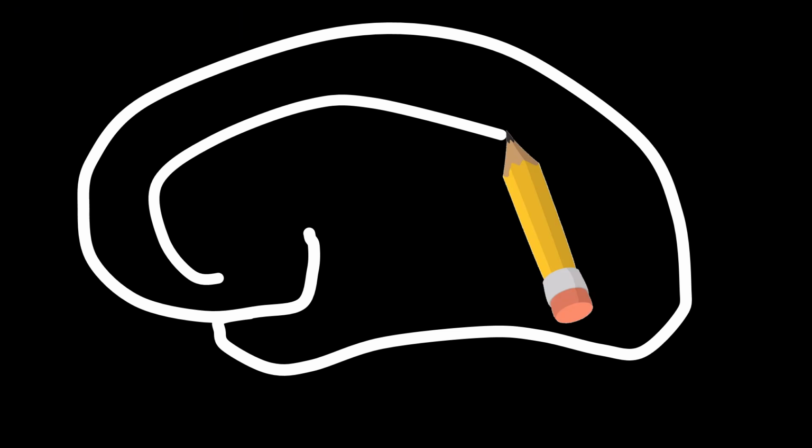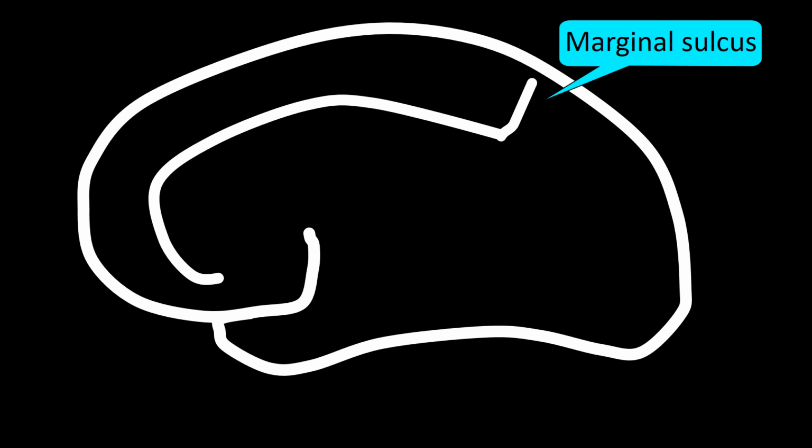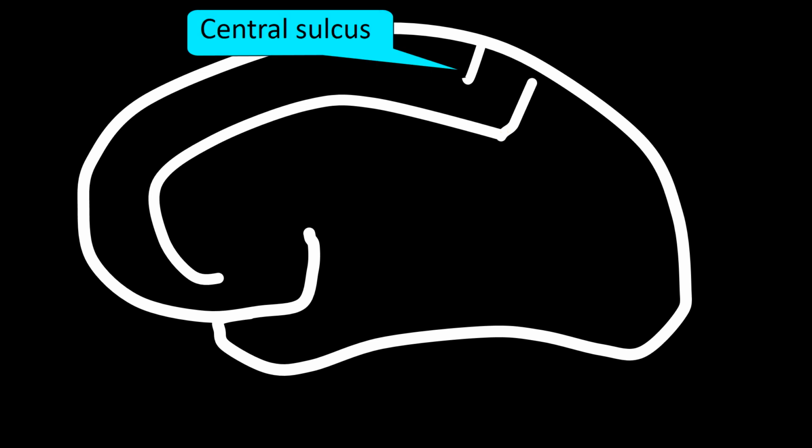Then go back to the line representing the cingulate sulcus and draw a line going up, not quite touching the upper edge. This is the marginal sulcus. Just in front of it, make a little line going downwards and slightly forward. This is the mesial extension of the central sulcus. This sulcus does not reach the cingulate sulcus.